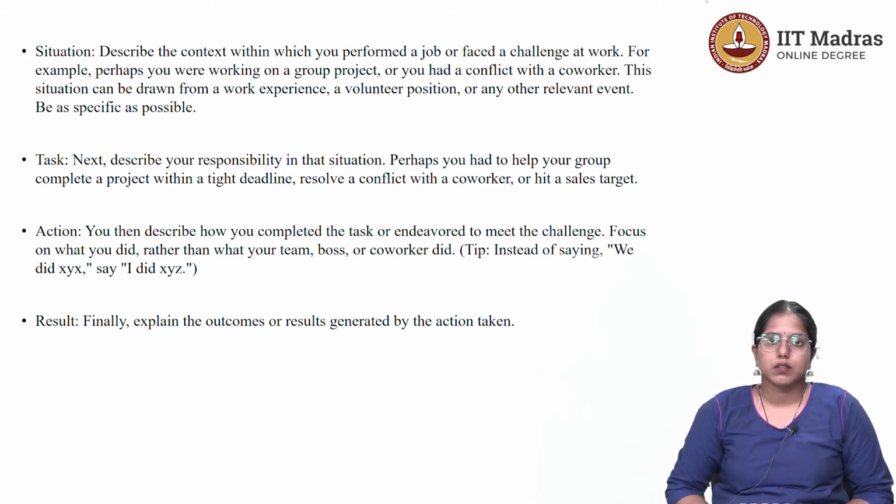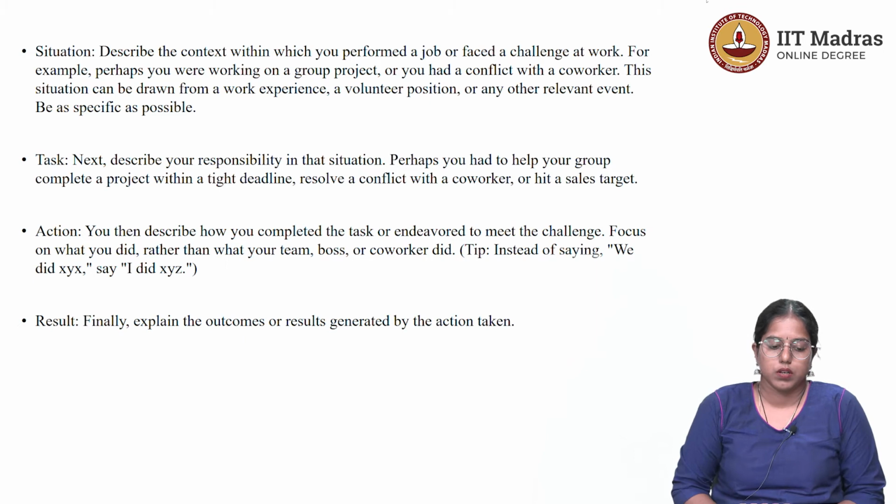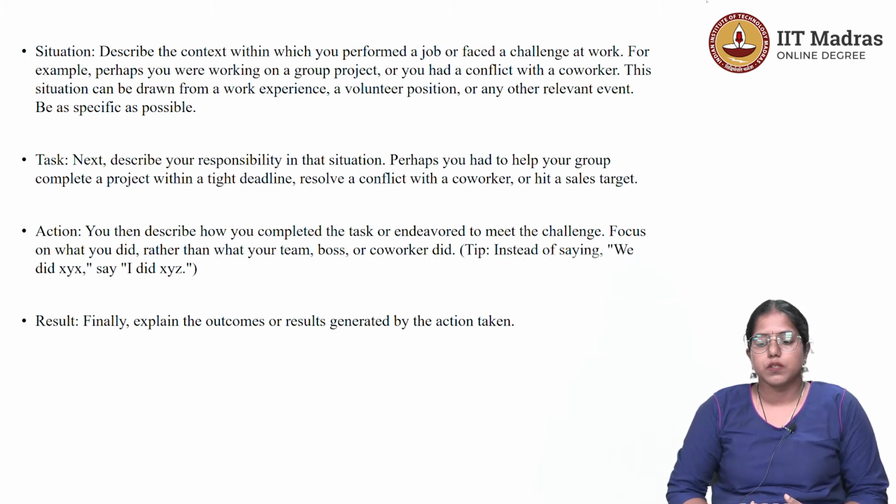Now comes the task. Once you describe the context or the situation in which you were given the particular task, then you go about describing what the task is or what your responsibility was, what you were assigned to do in that situation. Perhaps you had to help your group complete a project within a tight deadline or resolve a conflict with a co-worker or hit a sales target.